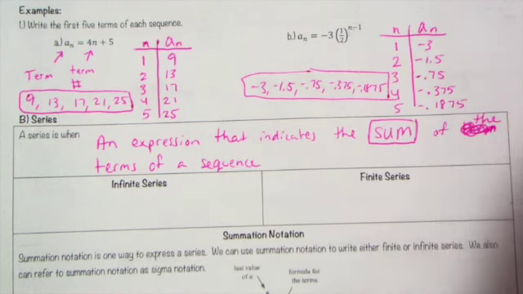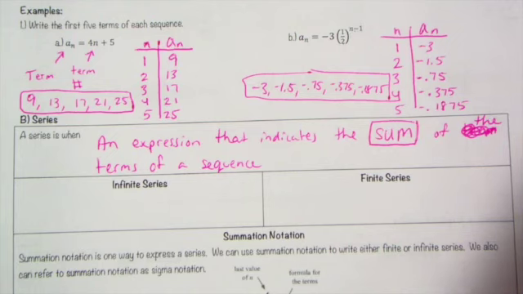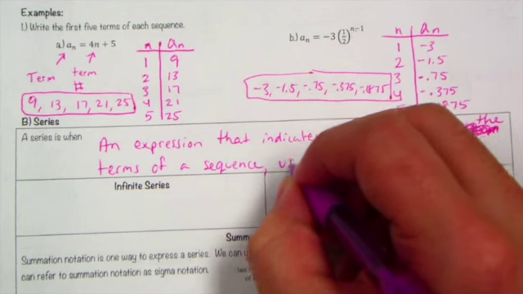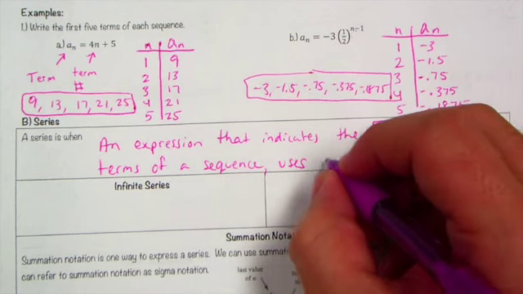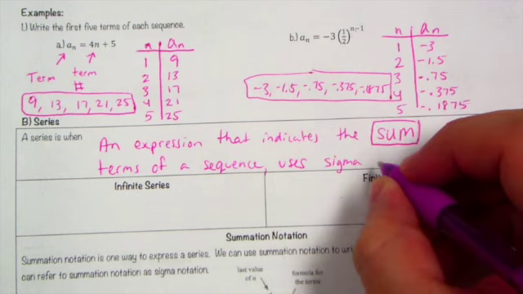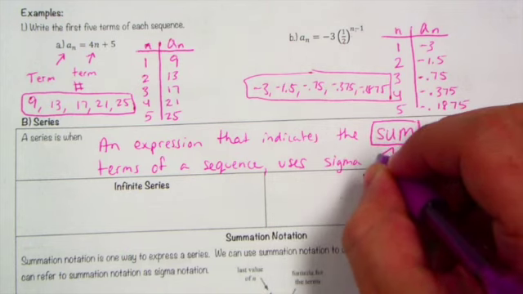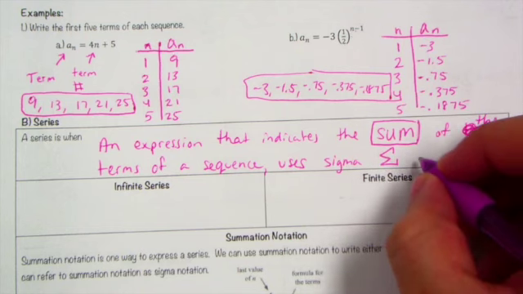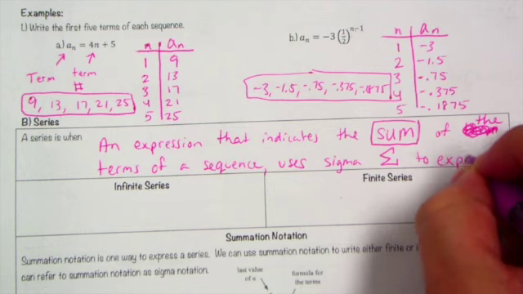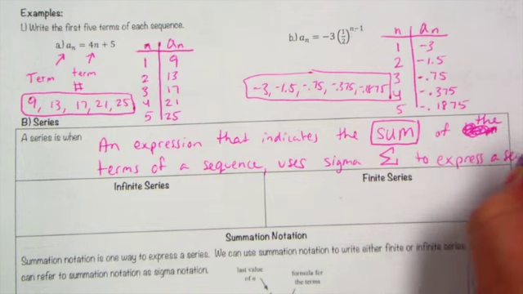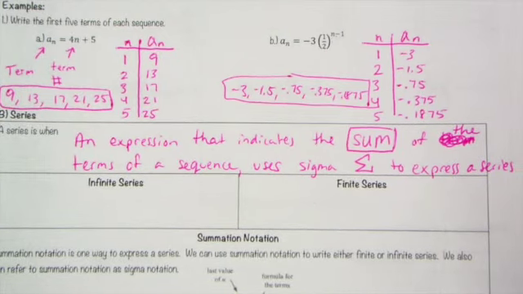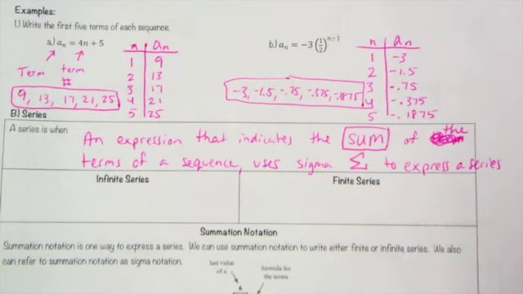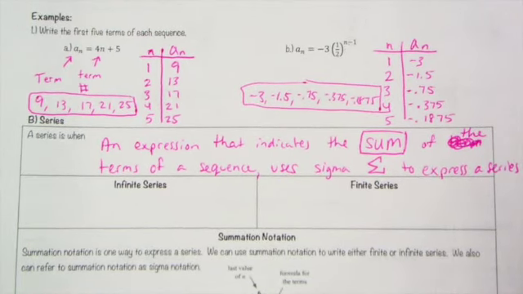Sorry, mistake there. It's supposed to be the sum of terms of a sequence. There we go. It's a typo here. It uses sigma, which is this fancy E, to express a series. I'm going off the page there. So a series, let me zoom out here. There we go. A series is an expression.